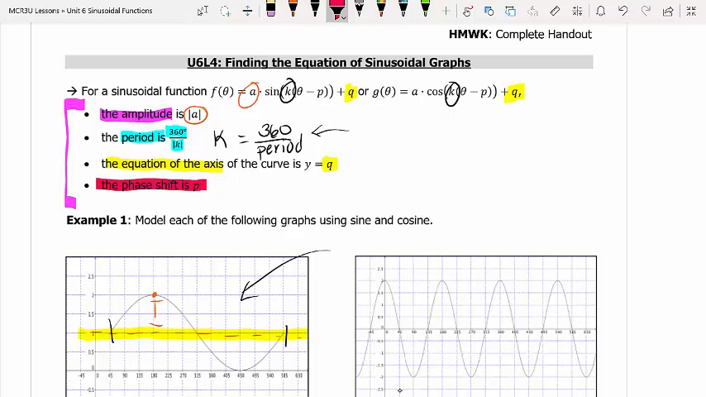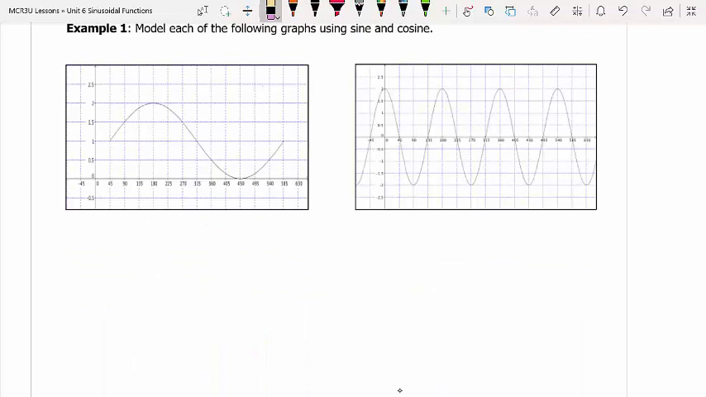In the next 2 examples, I'm going to show you how to use what we just talked about to come up with the equation of the graph. So let's start with example 1. We need to come up with the equation of both these graphs, and they want us to develop the equation in terms of sine and in terms of cosine. Let's start by finding the equation of this first graph using the sine function.